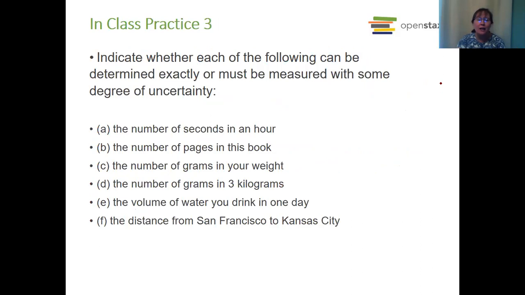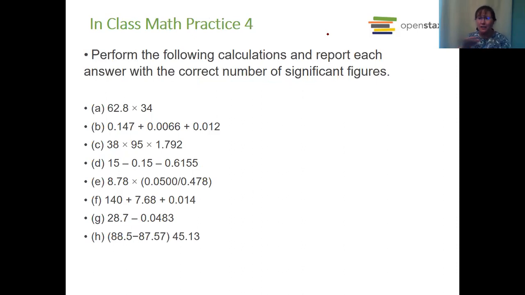Okay, next, it talks about whether the following can be determined exactly or must be measured with some degree of uncertainty. So you're just going to go through here and say, I can find that exact, or I can find that with uncertainty. And remember when your values are exact and when they are uncertain. Now this one is just sig fig practice. So remember your rules for multiplying and dividing, and remember your rules for adding and subtracting. Go ahead and look back on those slides for this.